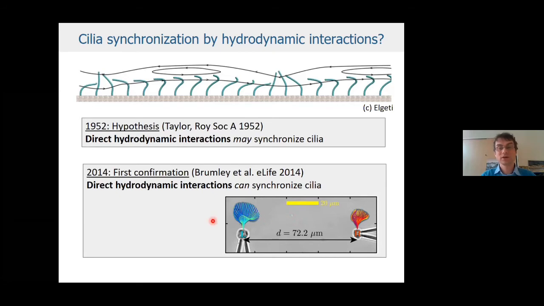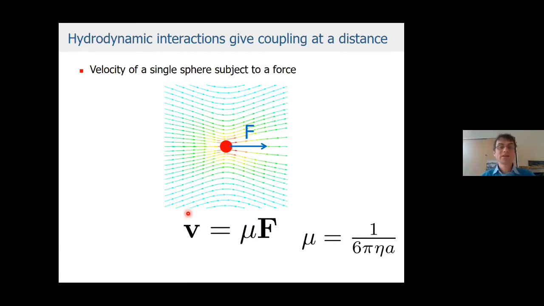And in these beautiful experiments, 2 ciliated cells were held in separate micropipettes at a distance, and then they're synchronized, ruling out any direct mechanical coupling through distal fibers or alike that may exist if you would just look at a single cell. So what are these hydrodynamic interactions?